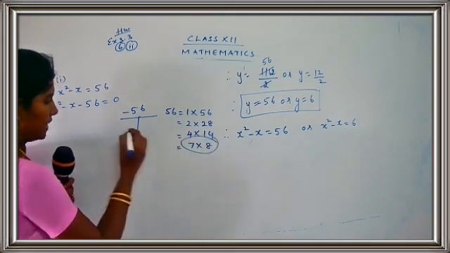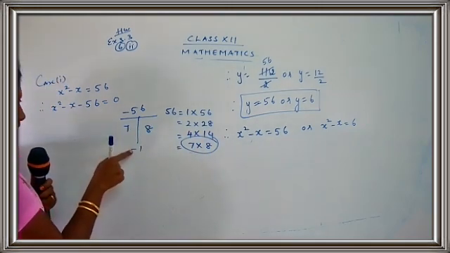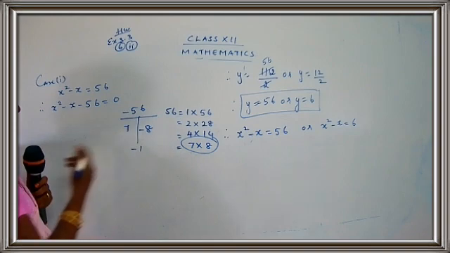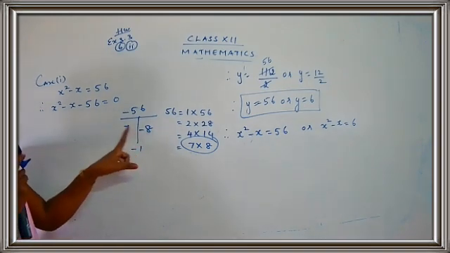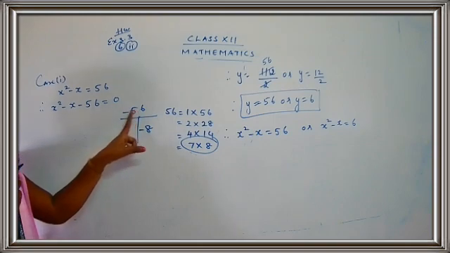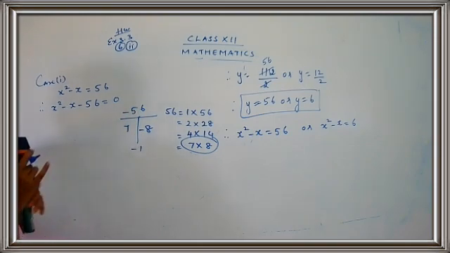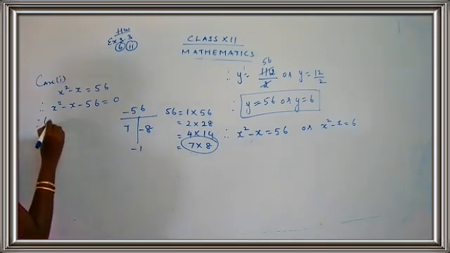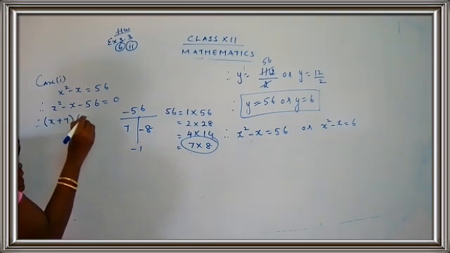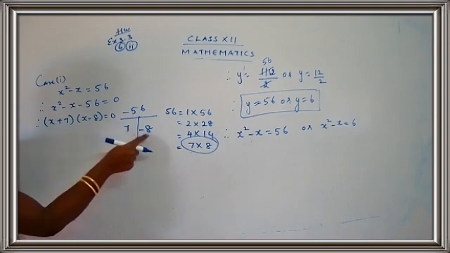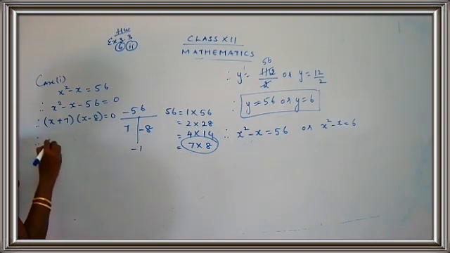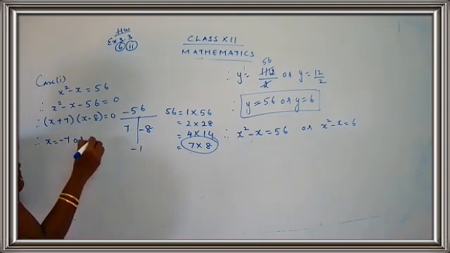I'll take this combination 7, 8. The answer should be minus 1. So I'll put the sign for the bigger number. So 7 minus 7 into minus 8 minus 56. 7 minus 8 minus 1. Done. Okay. So x plus 7, x minus 8 is equal to 0. Therefore, x is equal to minus 7 or x is equal to 8.